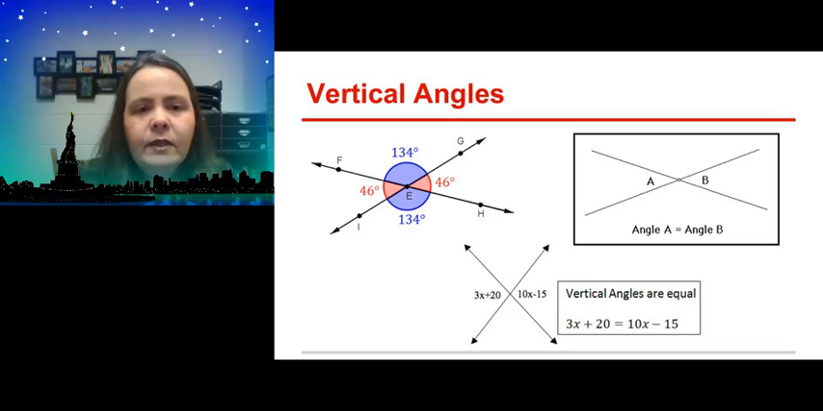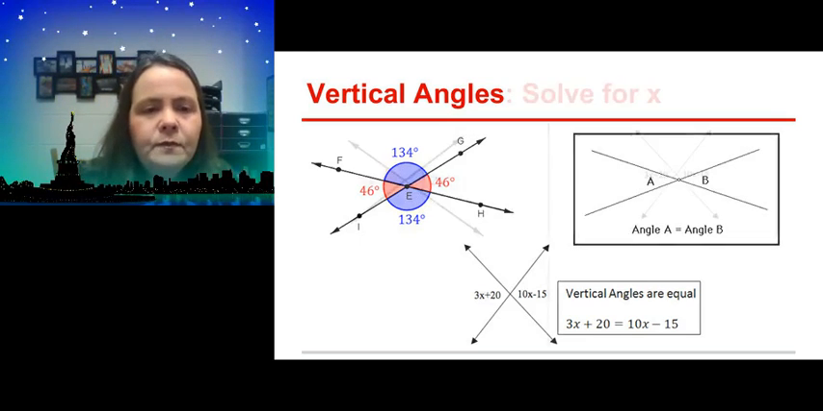But the big idea to take away from this is that vertical angles share a vertex. They're kind of the angles that are sort of opposite each other if you look at those pictures, and they are always equal in measure. So if you know the measure of one angle, you also know that the vertical angle that matches that angle has the same measure.